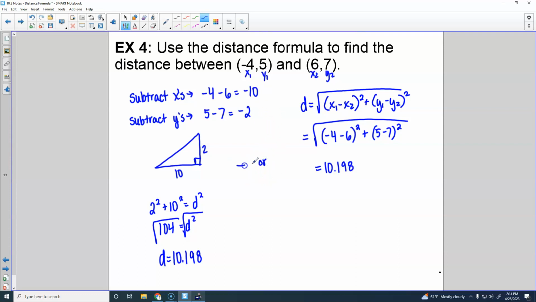It is quicker. You must have the distance formula memorized for that. You have to know that formula, know what you're doing for that. But it is a little quicker. You can type it into the calculator for that. Okay, here.